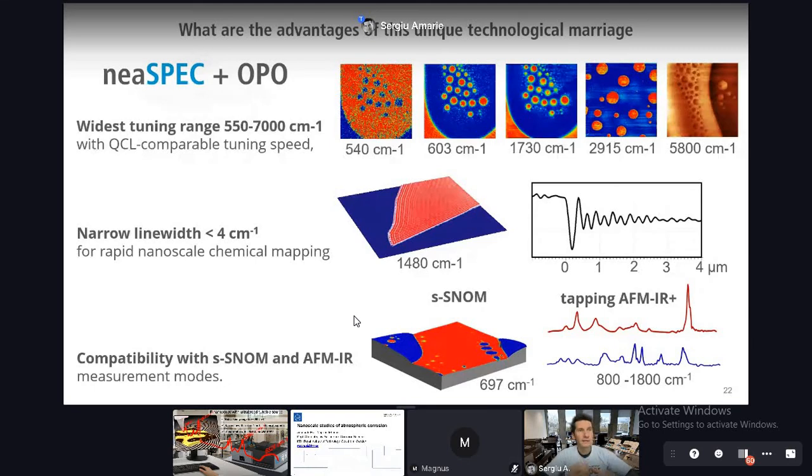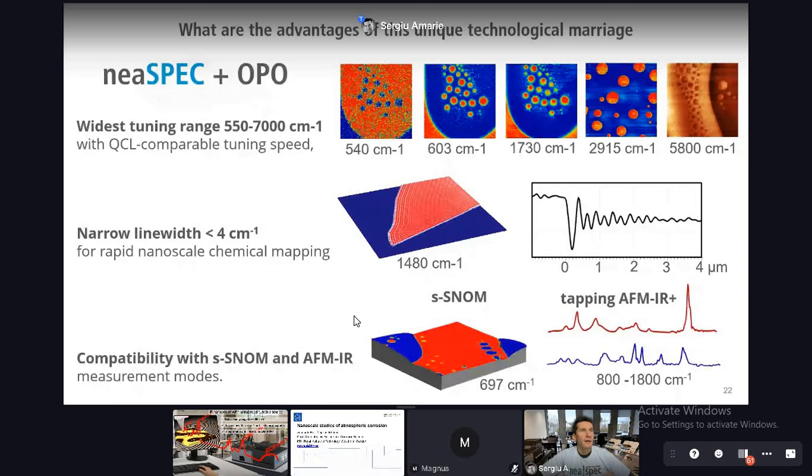Now with this laser, since it's much more powerful, I see a lot of advantages in combining it with the liquid cell, with the liquid environment. So how about me or my colleague will contact you after the webinar and discuss exactly what the requirements are there.